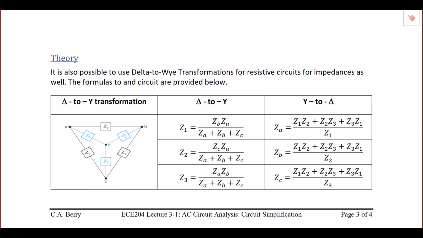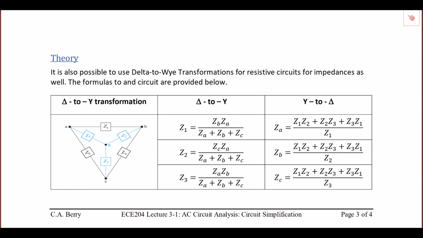Hello and welcome back. Today we will continue our discussion on AC circuit analysis, circuit simplification. Last lecture was about voltage divider and current divider, and today's lecture is about Wye-Delta transformations in order to reduce impedance circuits, similar to how we did with resistive circuits, in order to find voltage, current, or net impedance.